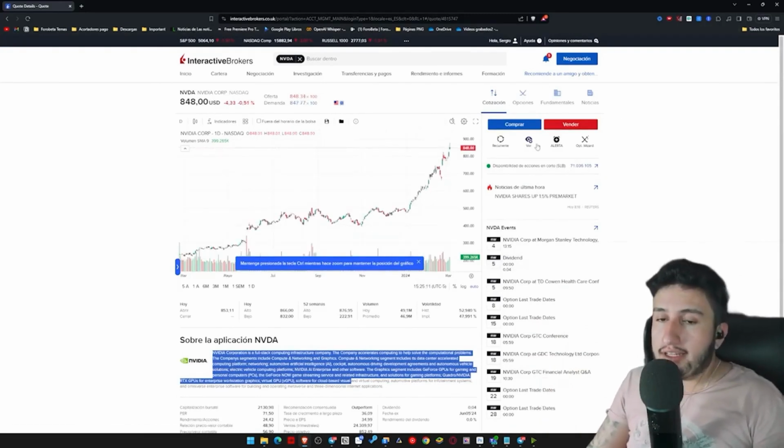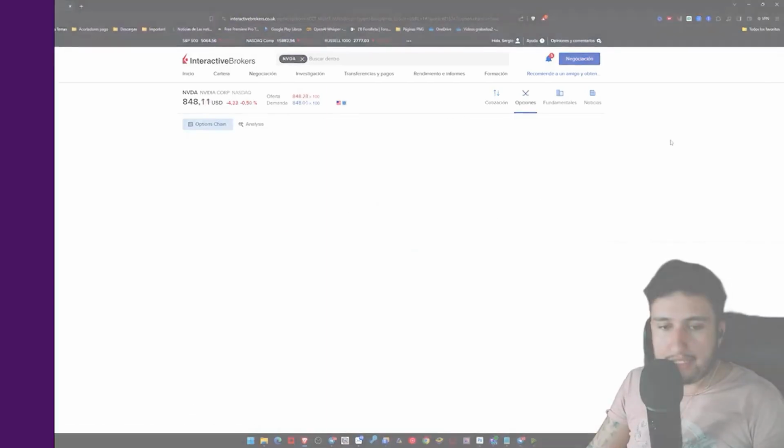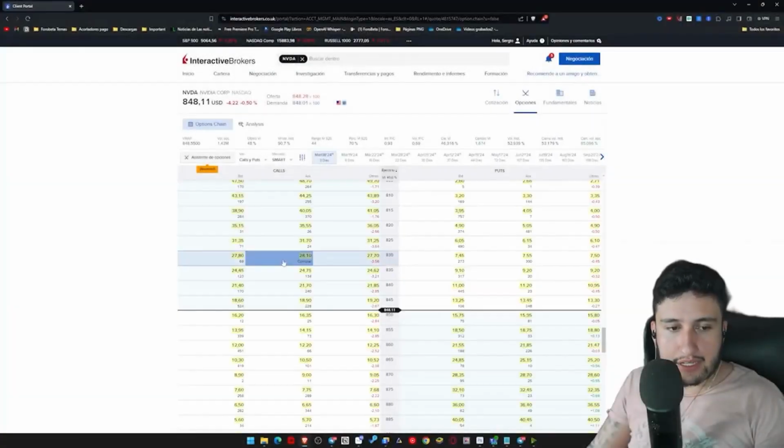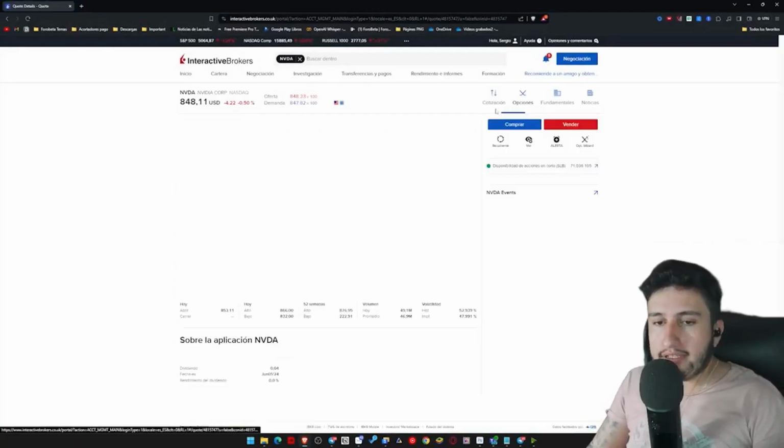Here we have different types of investments. We could, for example, select options. So these are the options we have available here to invest, but we're going to make a basic investment.